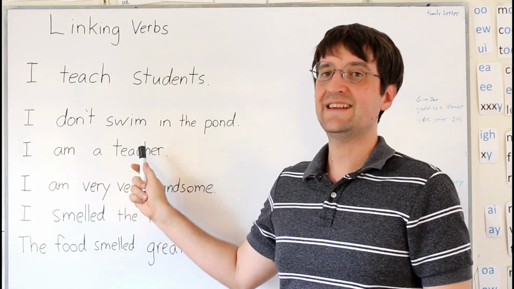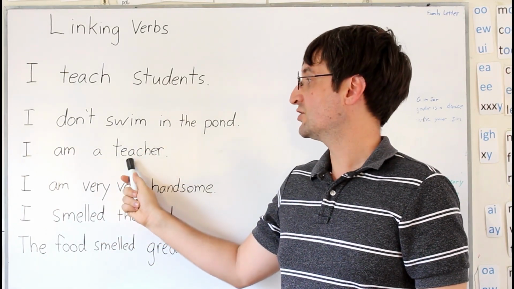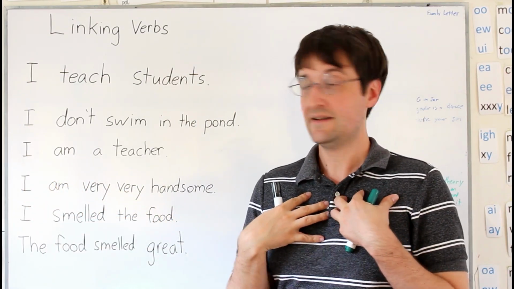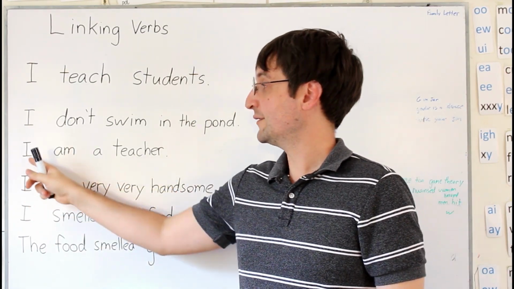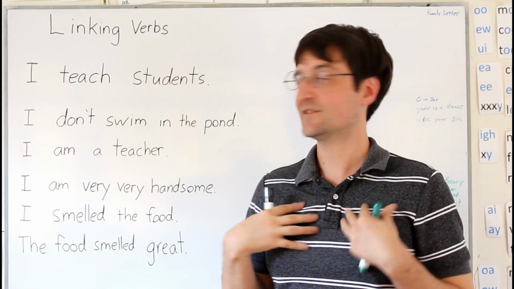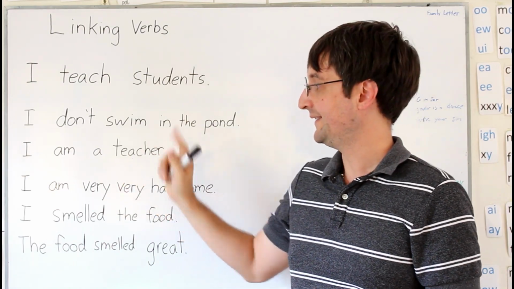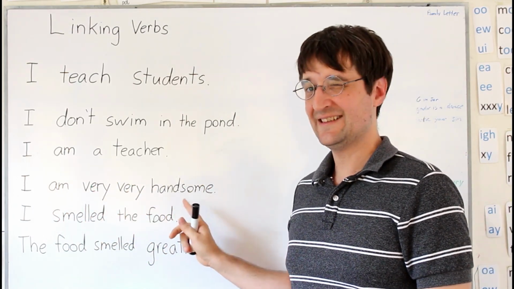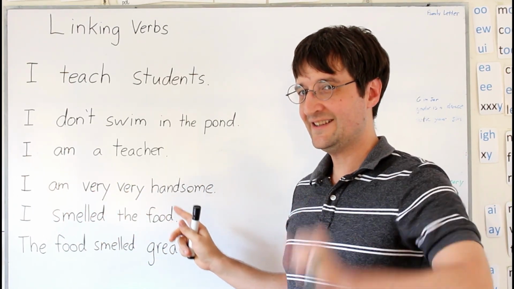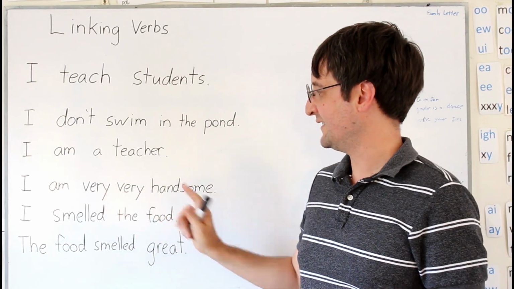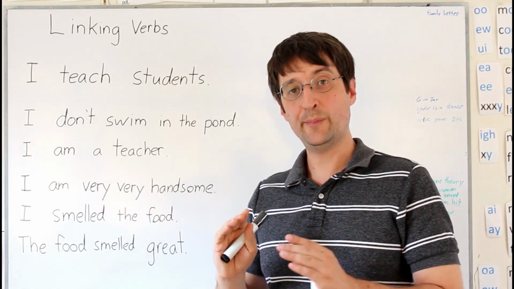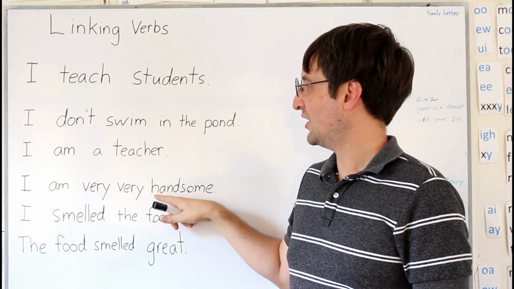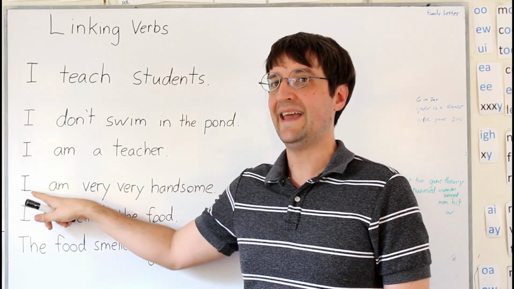The complement is either a noun or an adjective that talks about the subject. So in this case, it's a noun. Teacher talks about the subject. The subject is me, and teacher talks about what I am. It's called a complement. Next, I am very, very handsome. Now in this case, very, very handsome is an adjective. The complement, very, very handsome, is an adjective, and it talks about how I am.